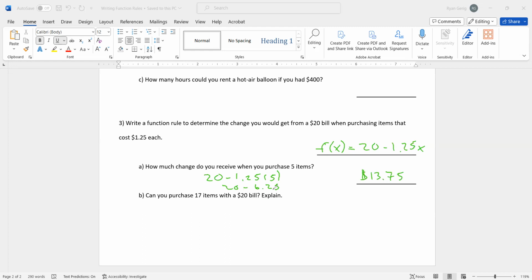Can you purchase 17 items with a $20 bill? Okay, well, let's see. I'd put 17 in for x and see if I could do it. Now, what does that look like? Well, let's do the math real quick. All right, so 1.25 times 17 is 21.25, and you probably understand that you can't buy it because you only have $20. You would still owe 1.25, so you would have to put one of the items back. So it costs too much.